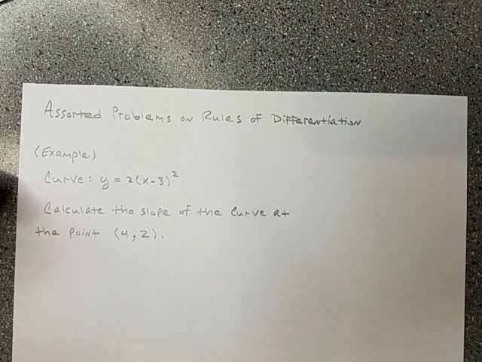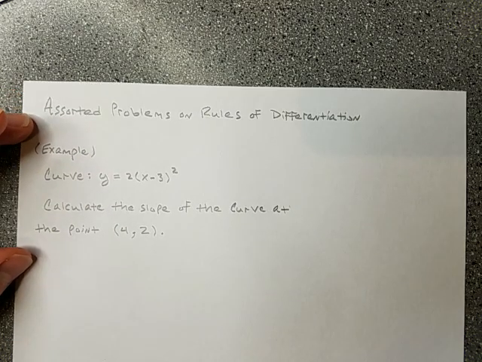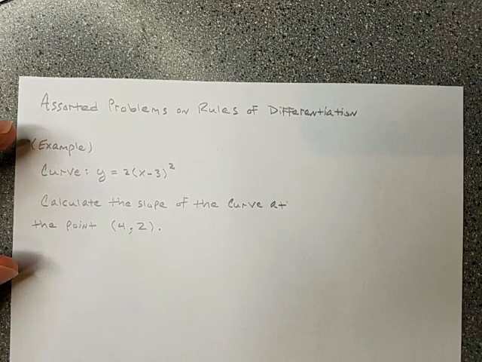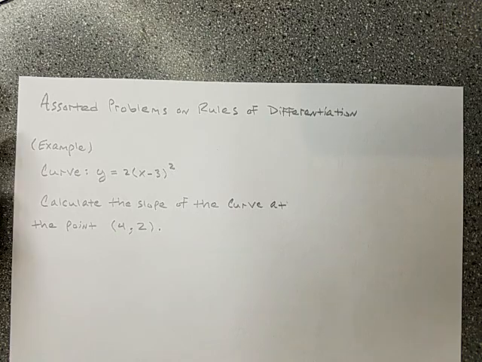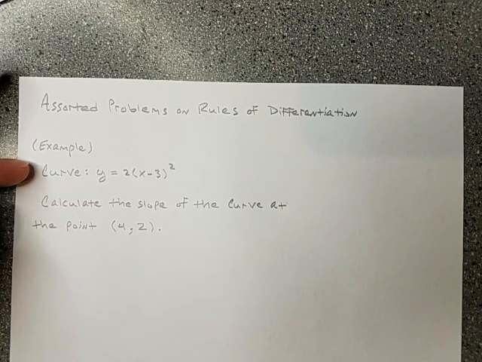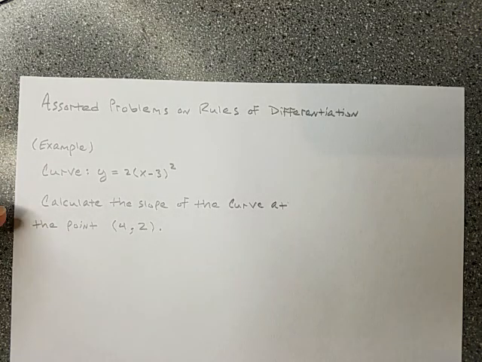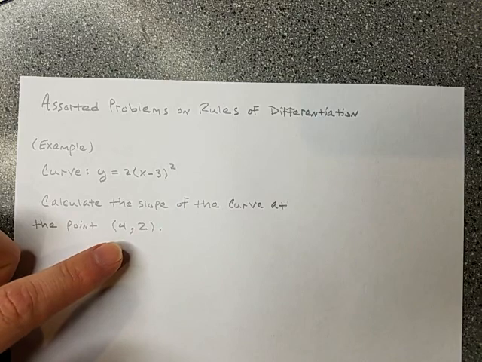All right, so let's go ahead and start this one. I don't think this first one will be that hard to work, but I have a little commentary about a question similar to this on WebAssign. So a curve is given, y is equal to 2 times (x minus 3) squared, and it says calculate the slope of the curve at this particular point.